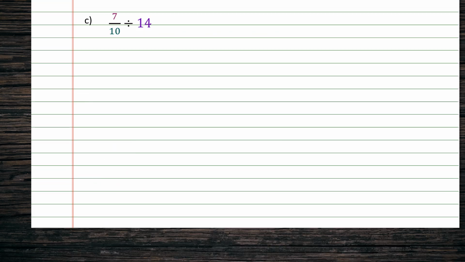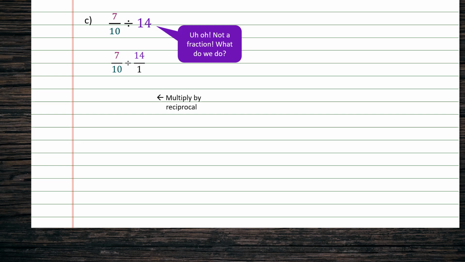For example C, we have 7/10 divided by 14. Uh-oh, 14 is not a fraction. What do? Well, recall, we can make any value into a fraction by simply placing it over 1. So now the problem reads 7/10 divided by 14/1. Now that we are dividing two fractions, we can do our normal process of multiplying by the reciprocal of the second fraction, meaning our problem is now 7/10 times 1/14.